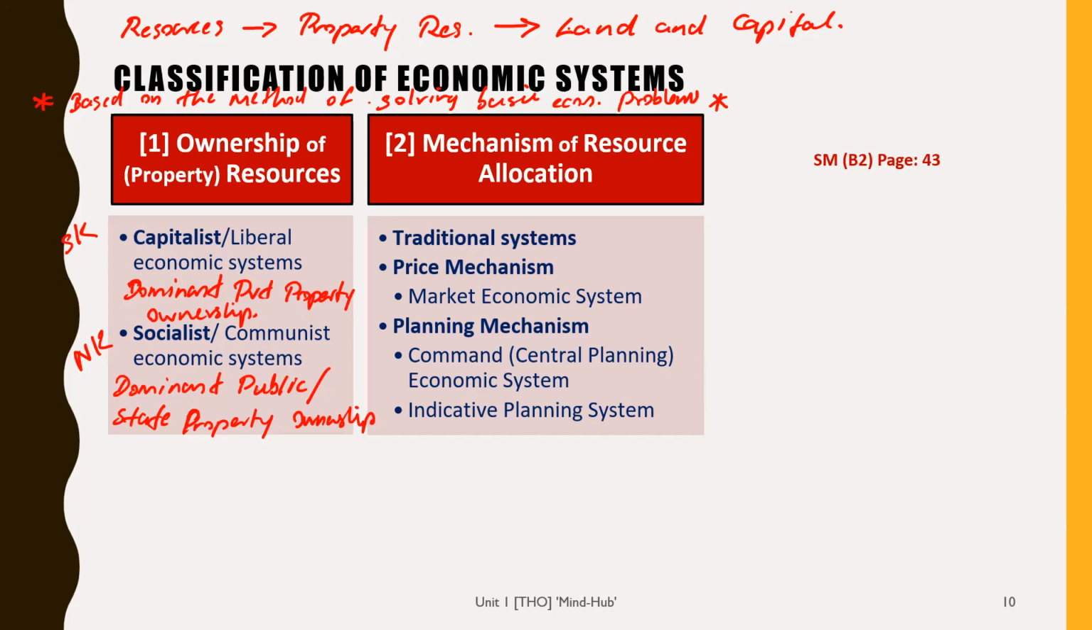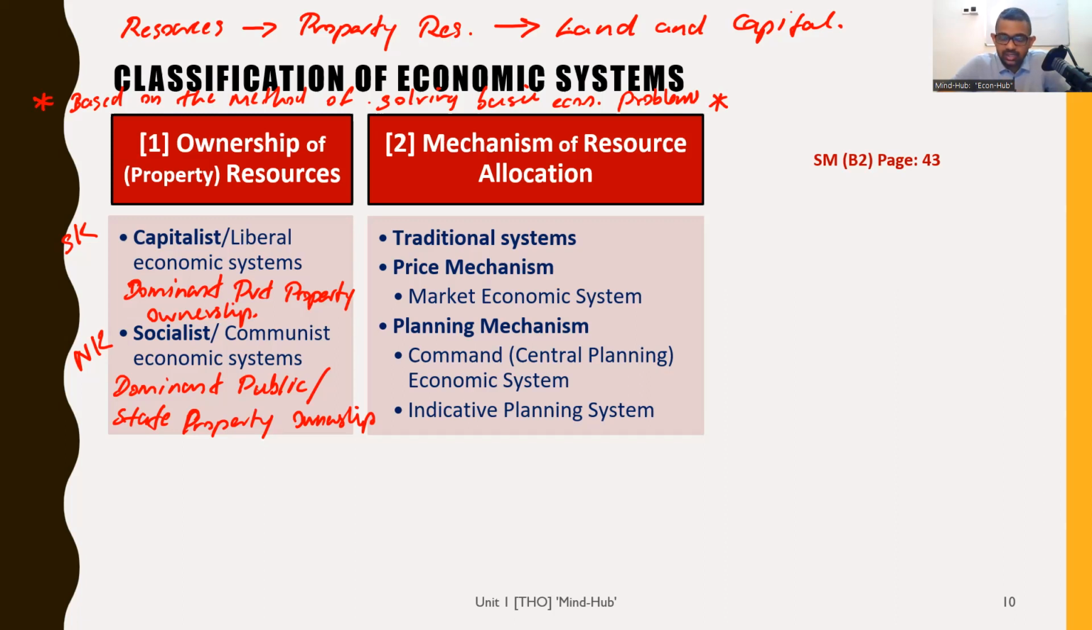And then mixed economic systems. Now, mixed economy, the most common way this mix can happen is a mixture of the price mechanism and the planning mechanism. Get it? That's the more common mix. Because capitalist and socialist, not that they don't mix, but they are very difficult to have at the same time. Capitalism and socialism are like oil and water, very difficult to mix. They are very strong ideologies.